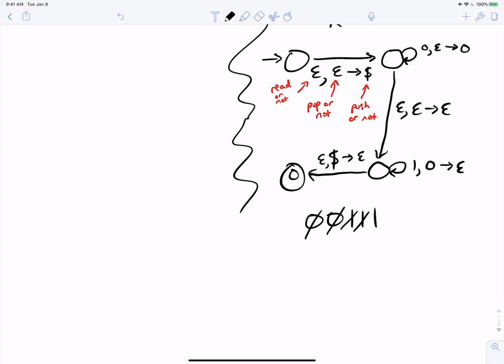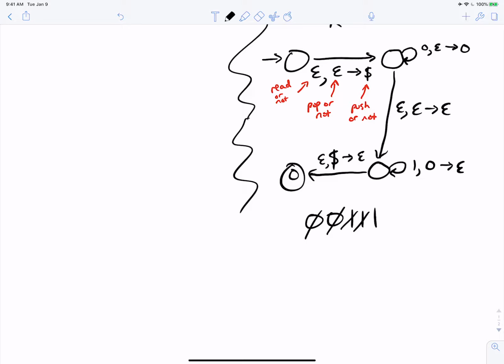In this example, would you not be able to take the third 1 transition because there's no 0 to pop? Right, yeah. So I can't take that 1 to 0 transition because, well, there is a 1 on the input left, but there's no 0 on the stack, so I can't take it. So both of the conditions, what you have to read and what's on the top of the stack, have to be met.